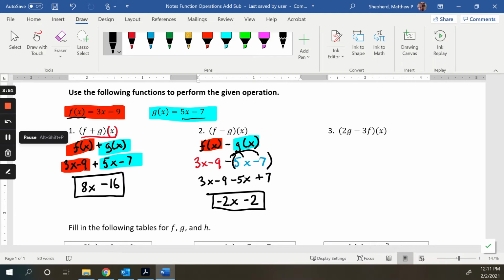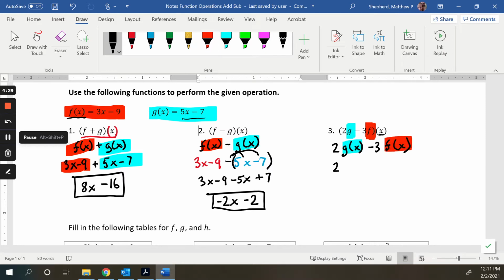All right, now, in this next one, notice what's making this one slightly more difficult. We've got these numbers that are multiplying the function. So we've got 2 times g and 3 times the f. So as I rewrite it into the notation that I kind of like, I'm going to put this as g with the input of x minus 3 times f of x. And we, of course, already know what those should be.